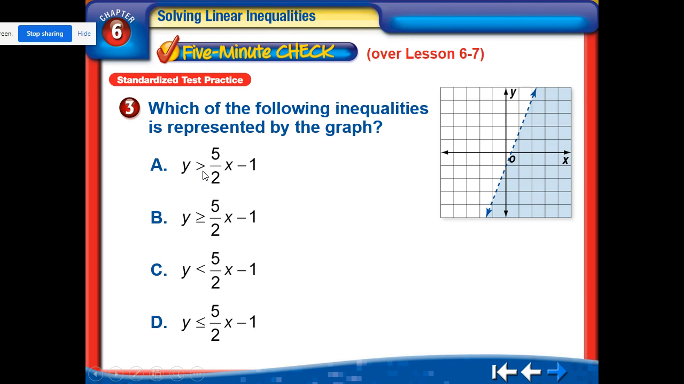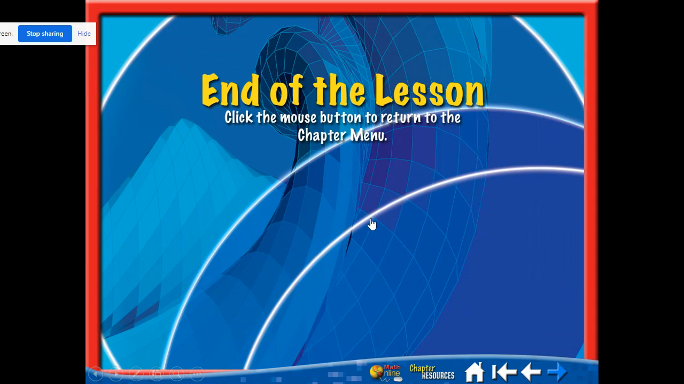And now we're talking about, is it greater than or less than? Is this below the line or above the line? Above the line is greater than, below the line is less than. So if it's less than, it's got to be C. And that's what I have for you today.